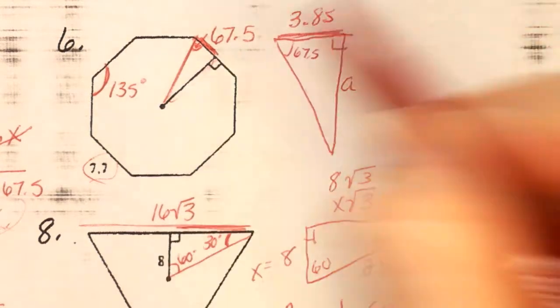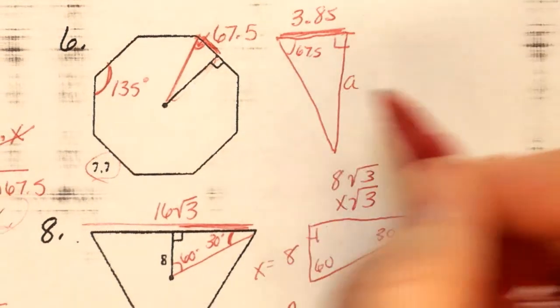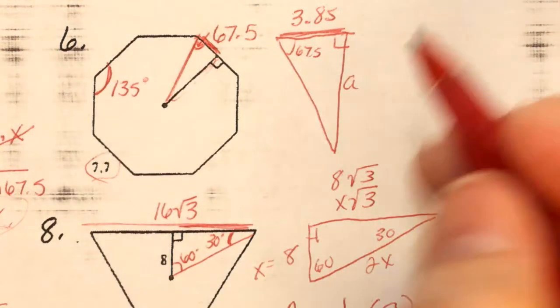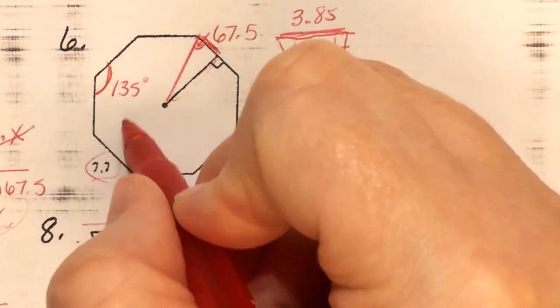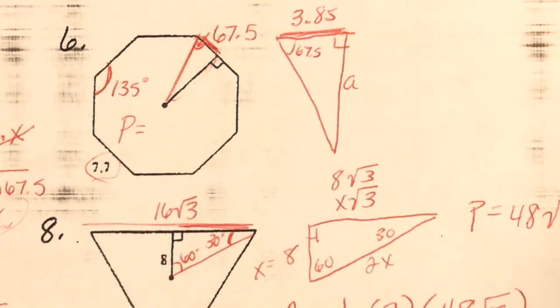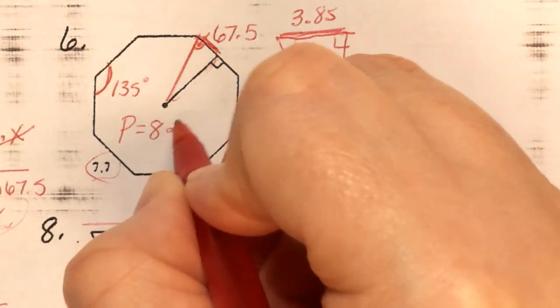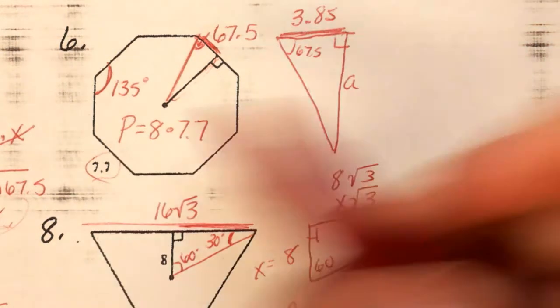Right here, we need it to be able to plug into our formula because we can easily find our perimeter on this one. Because you have how many sides again? 8. So 8 times 7.7 will give our perimeter. So we don't need that.